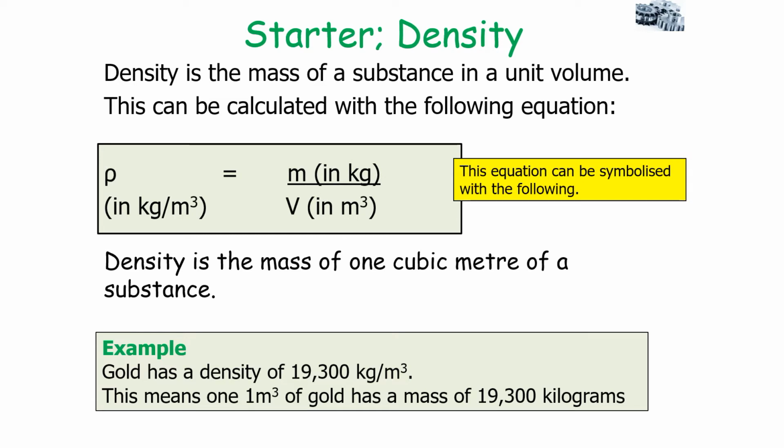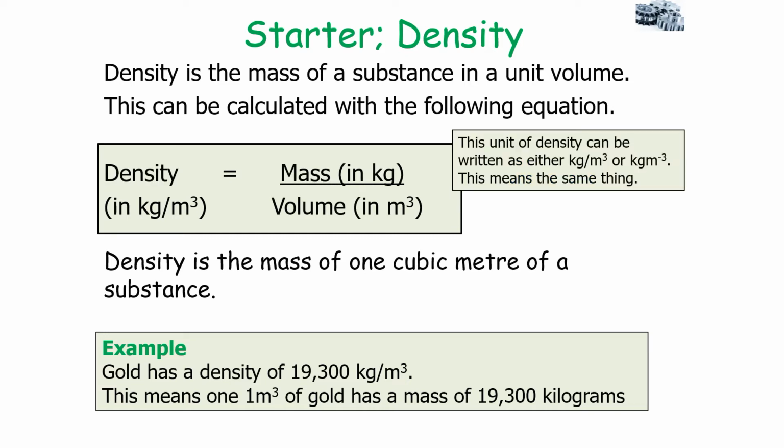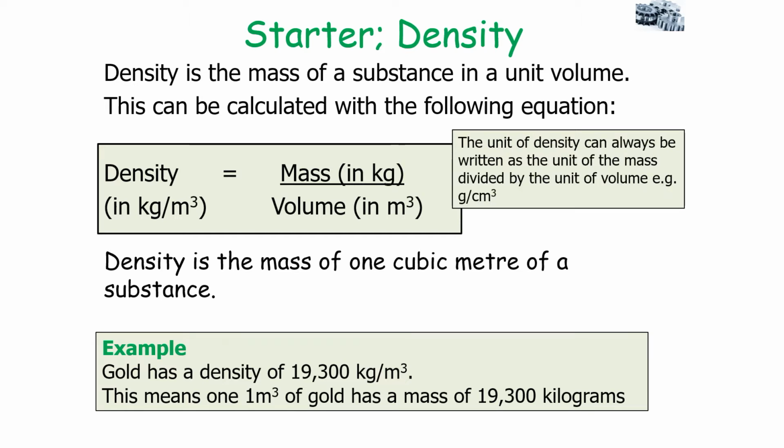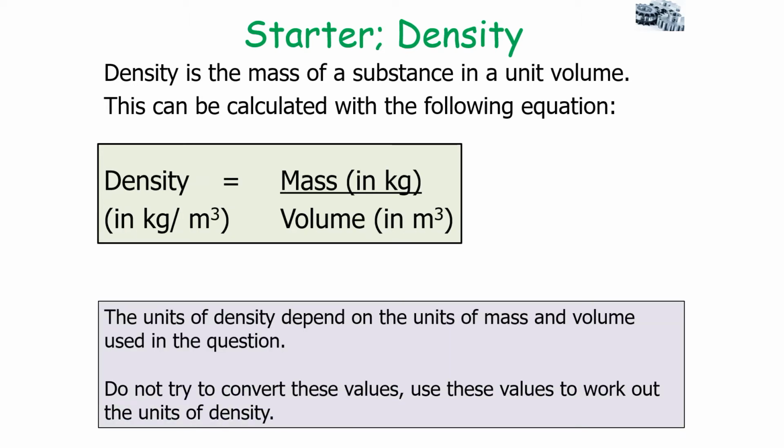Now we can symbolize density with the equation rho is equal to m over v. Now the unit of density can be written as either kg/m cubed or kg m to the minus 3. Now just note the unit of density can always be written as the unit of the mass you've used in your calculation divided by the unit of volume that you've used in your calculation. So the units of density depend on the units of mass and volume.